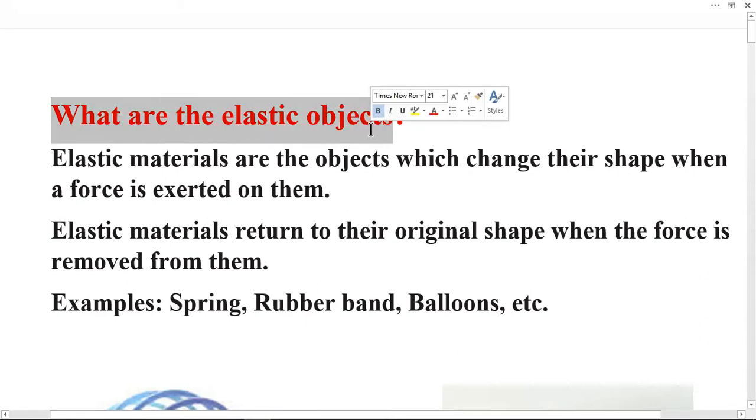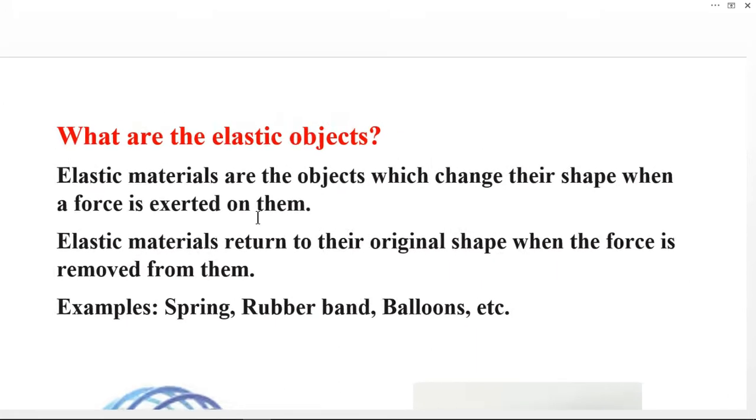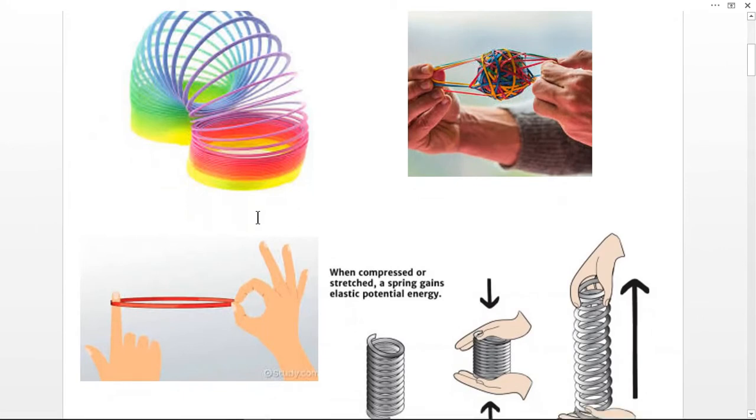So if you want to define elastic materials, you can say elastic materials are the objects which change their shape when a force is exerted on them. And at the same time, if you remove that force, those objects will go back to their original shape. Examples from your daily life are a spring, a rubber band, a balloon, and I have some pictures for you. Hopefully you are using all these things in your daily life. When you apply force on them, they change their shape. When you remove the force, again they go back to their original shape.